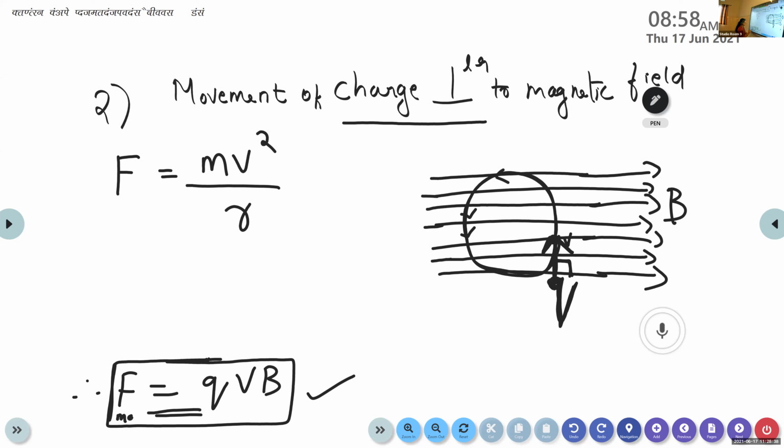This is the force exerted by the magnetic field on the charged particle. Due to this force, it undergoes a deflection and it follows a circular path. Since it follows a circular path, it experiences another force. That force is known as centripetal force. So the centripetal force experienced by the charged particle is given by F is equal to mv square by r.